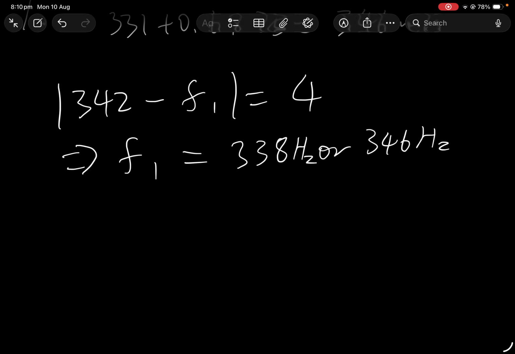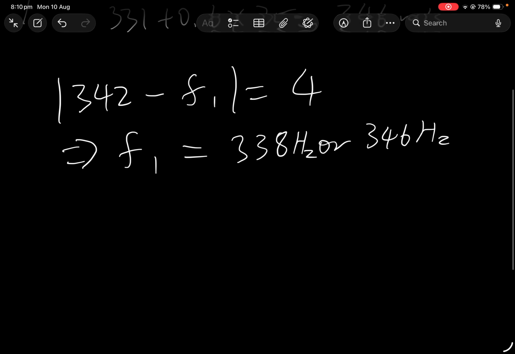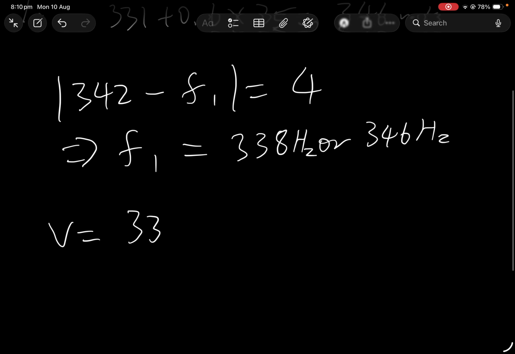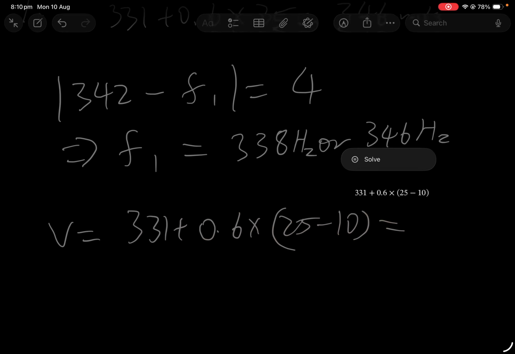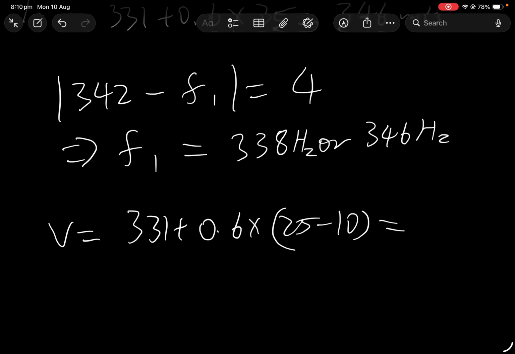And now we need to test which one it is, using the second statement, which says when the room temperature drops to 10 degrees Celsius, the flute is played again, the beat frequency against the same oscillator is measured at 5 Hertz. So basically we want to find the velocity again. Velocity equals 331 plus 0.6 times 15, since it drops to 10, so 25 take 10, which is 15. That's 340 meters per second.